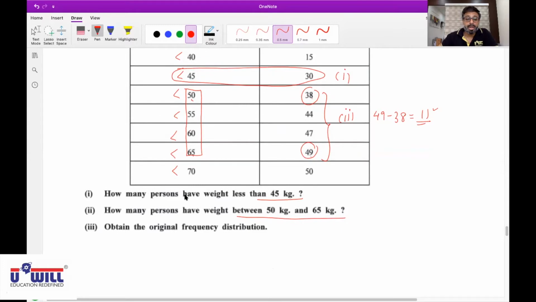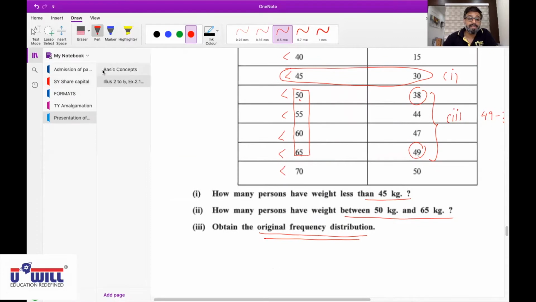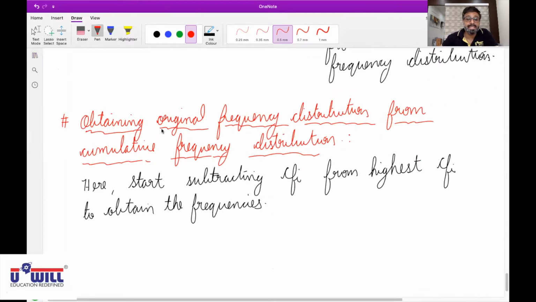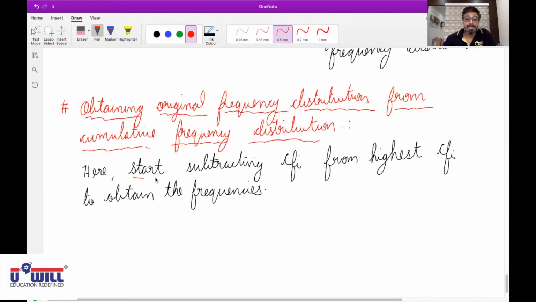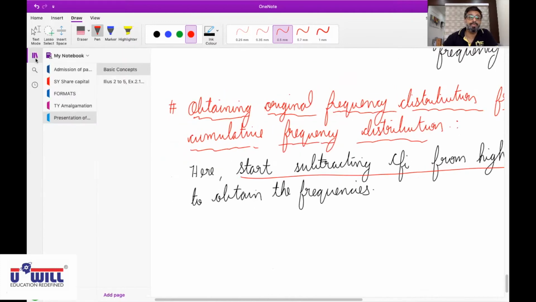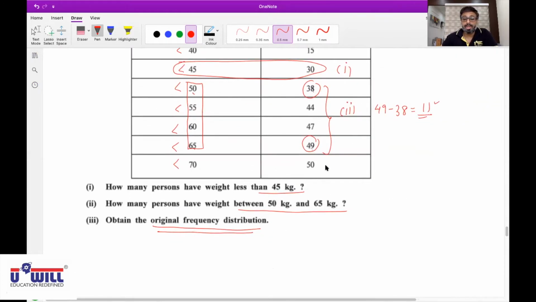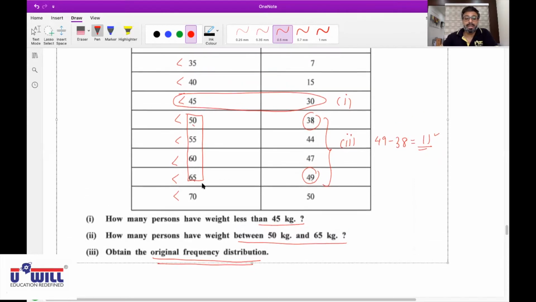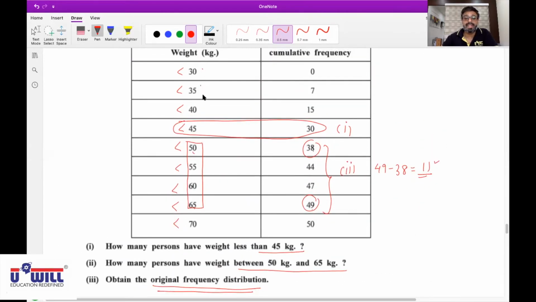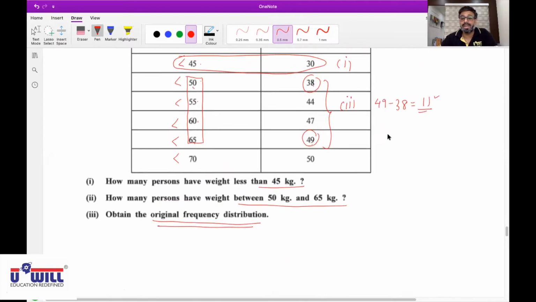Now the last one. Obtain the original frequency distribution. What will we do to obtain the original frequency distribution? I discussed with you right now. Start subtracting from highest CFI. This rule we are going to follow. So you'll start subtracting from 50. First of all, how will you write your classes? 30 to 35, 35 to 40, 40 to 45, 45 to 50, 50 to 55, 55 to 60, 60 to 65, 65 to 70.